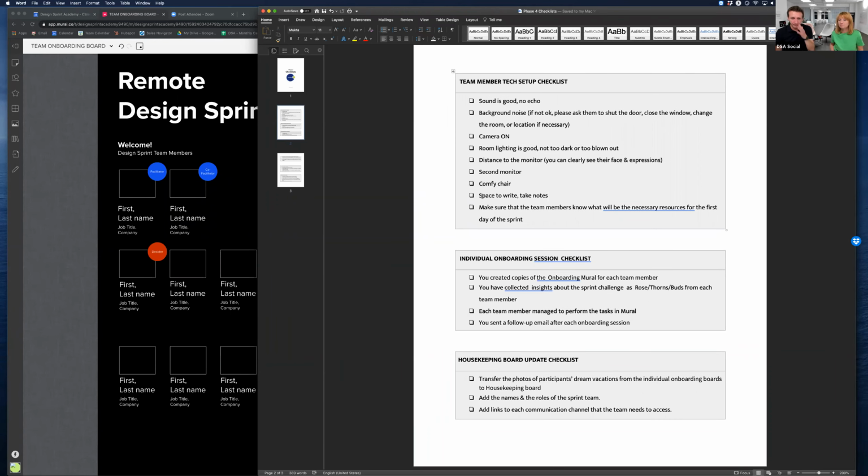Making sure that as I do the onboarding session, I just check the boxes in the background, while discussing with the person. And if I pick up that someone is maybe in the dark or there's an echo, I can troubleshoot ahead of time. So by the time they're in the workshop, everything is good, everyone looks nice, we can hear them well, and we don't have technical problems.